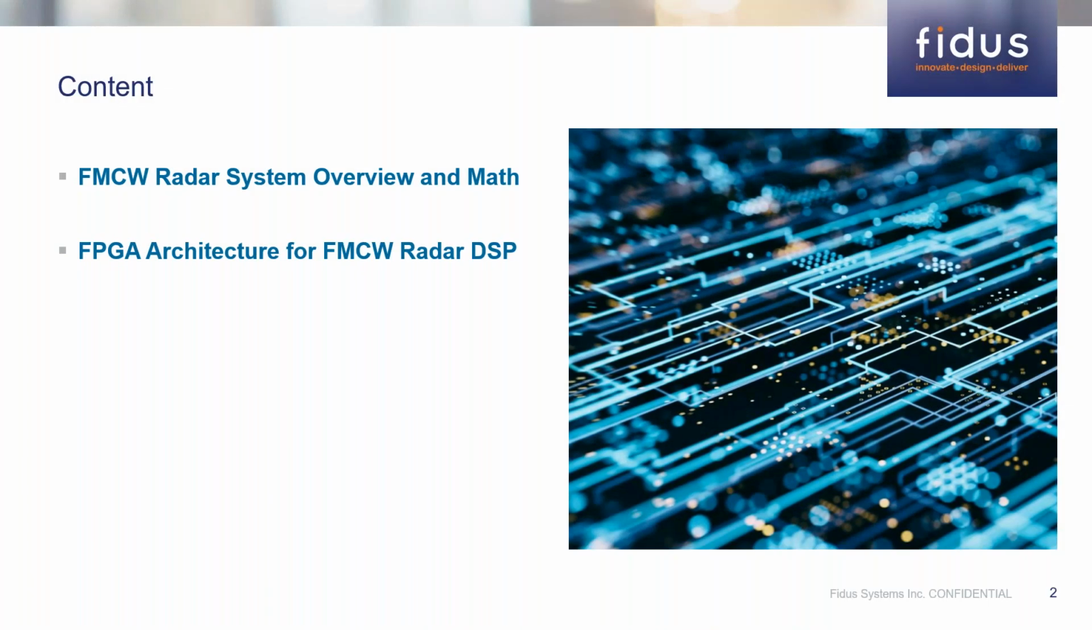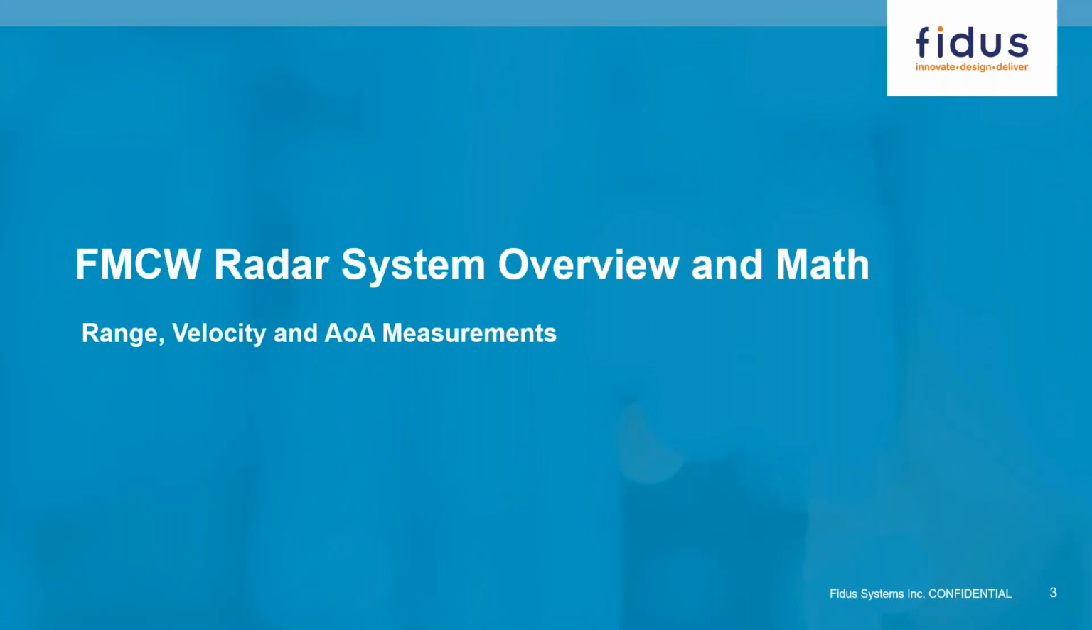The main part, the computational or hungry part of the DSP, will be done in the FPGA. Other parts will still be done by the processor. So let's go for the first part.